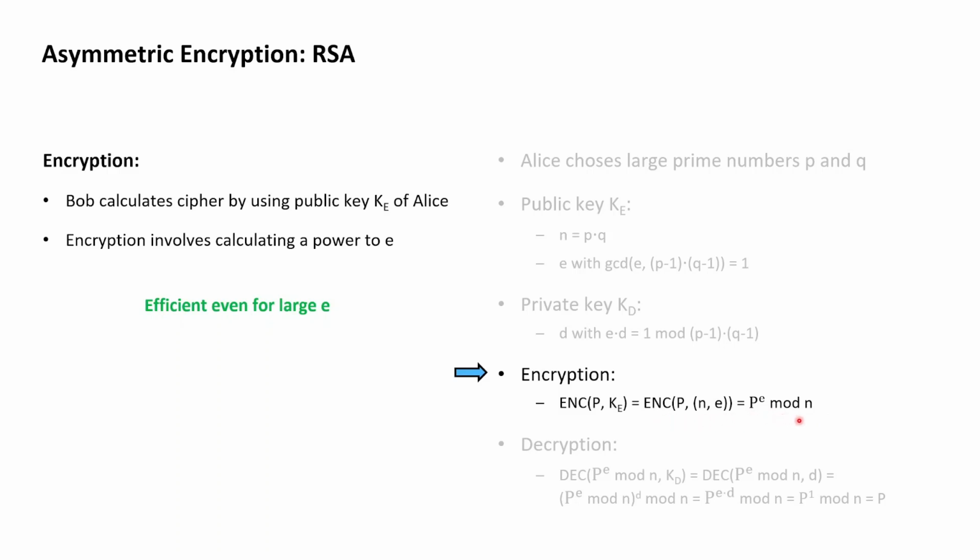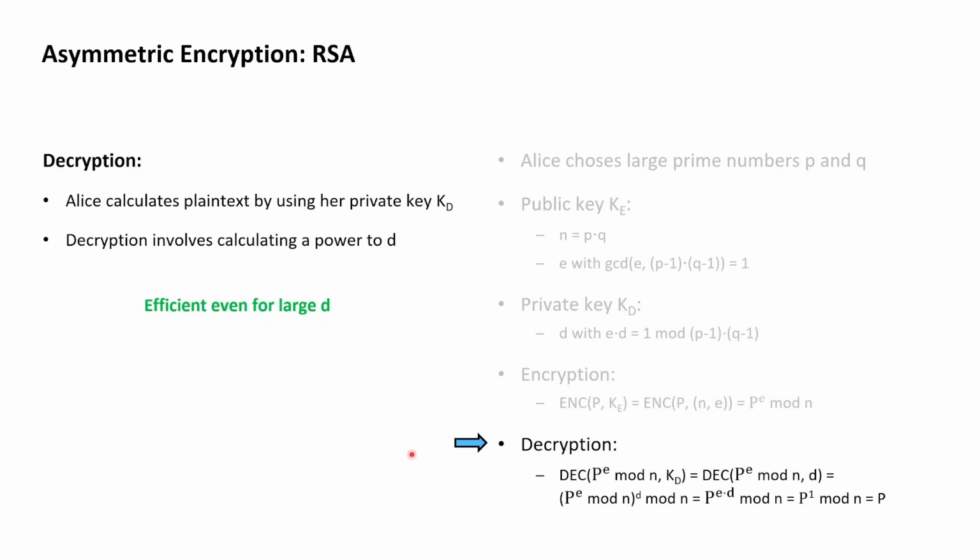This calculation of P to the power of e modulo N is efficient even for large numbers e, such as 2 to the power of 16 plus 1, and as such, this encryption process of a plaintext into a ciphertext can be done very efficiently by Bob. Bob then sends the result of this power to the e calculation as a ciphertext to Alice.